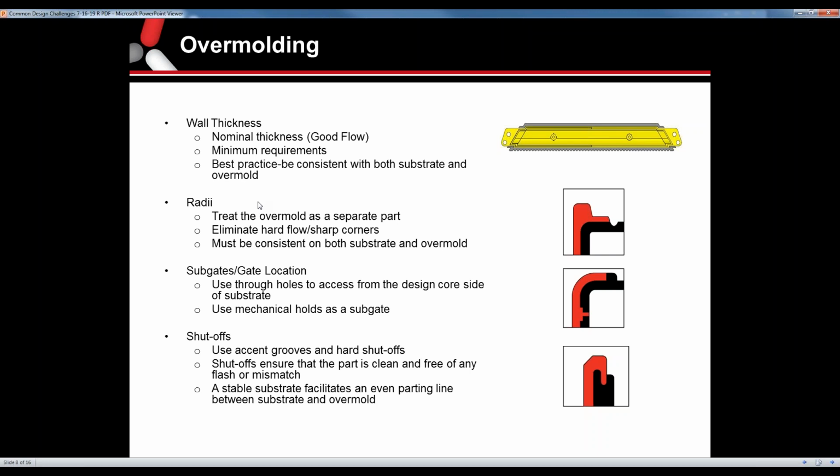Okay. And going back to the rads, kind of using the accent groove that we got there for creating the hard shutoffs, if you have a good clean shutoff and a good designed substrate, it's going to make for a much better overall part. Right, and your substrate dictates a lot. If your substrate's warped, twisted, anything like that, it's going to pose problems trying to fit that to the overmold, which can create issues trying to fill this material without flashing over or shorting parts out. So your substrate's obviously key to running a good overmold.